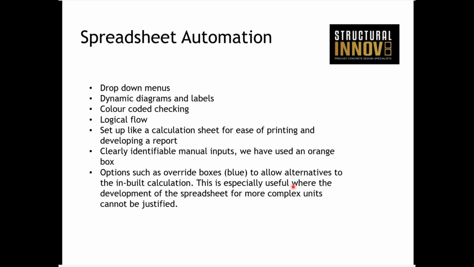And then the last item there is just the override boxes to mention again. We put them in blue, and this just allows alternatives to be built into the calculation. And as I said, it's especially useful for more complex units with nibs and recesses, etc. It's not justified to build a spreadsheet that will basically cater for all those situations.